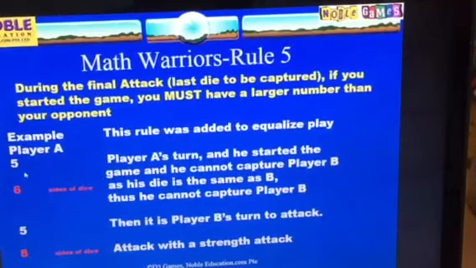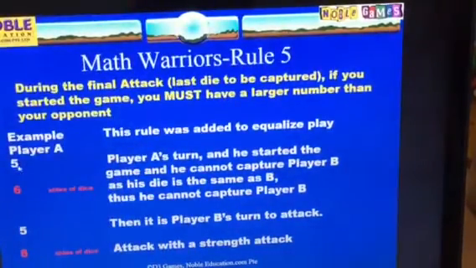Okay, let's try another situation. What if the starting player, with the red chip, has a 5 and a 1, and my opponent has a 1. Can I still attack my opponent? What do you think is the answer?